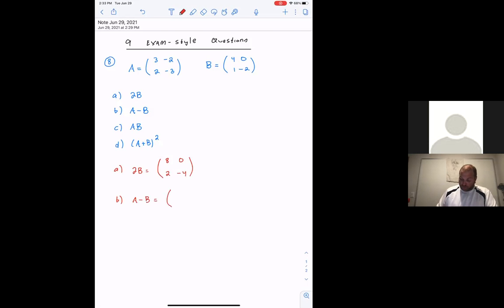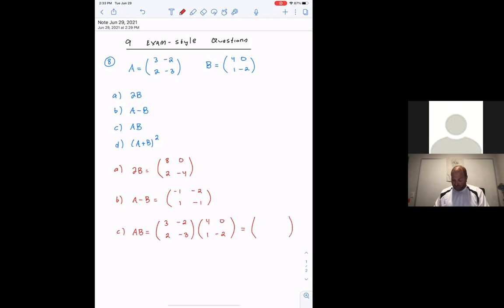B, A minus B, no problem. They're both the same order, so we can subtract. 3 minus 4 is -1, -2 minus 0, 2 minus 1, -3 minus -2. There's A minus B. C, AB, we're going to multiply them. Here I am going to write them out because it's much easier to determine the product when you see the matrices right next to each other. 2 by 2 by 2 by 2 gives me a 2 by 2. First one, 3 times 4 is 12, minus 2 is 10, 0 plus 4, 8 minus 3, and 0 plus 6. So AB is 10, 4, 5, 6.